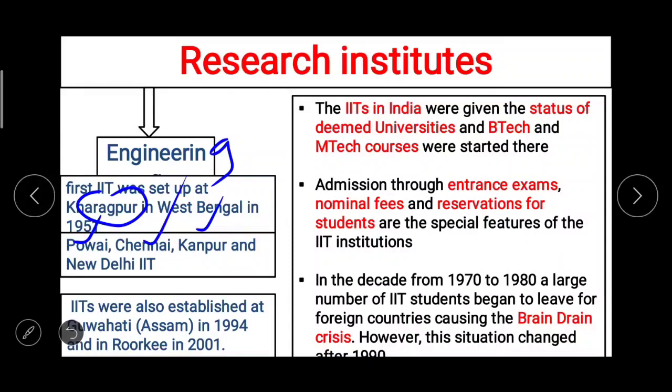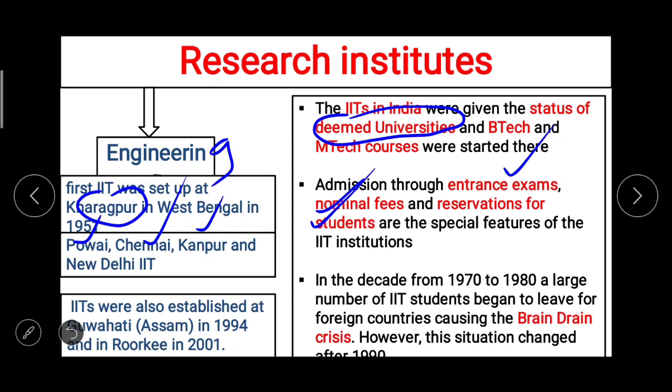The IITs in India were given the status of deemed universities, and BTech and MTech courses were started there. Admission through entrance exams, nominal fees and reservation for students are the special features of the IIT institution, so that anyone can take admission there, but on the basis of merit. There was an entrance exam, and the fees were also nominal, so that a student with higher marks but from a poor background can also take admission there.